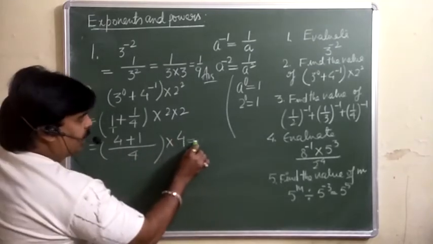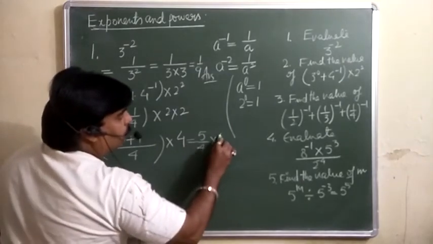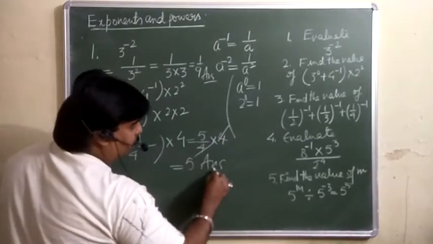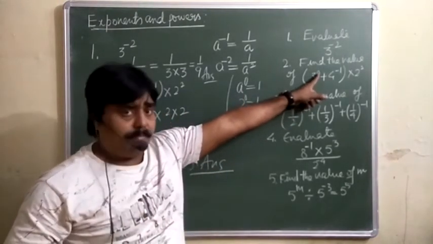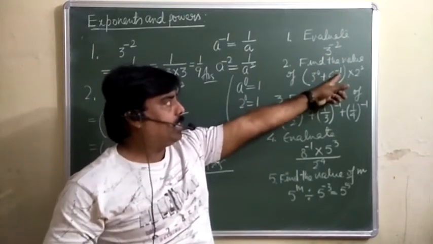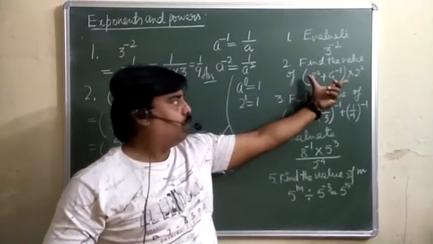So finally you are getting 4 plus 1, 5 over 4 into 4. 4 and 4 you can cancel, this is 5 and this is your answer. Simple, you can do that. So simply, if the power of any number is 0, that is always equal to 1, and this 4 raised to power minus 1 can be written as 1 over 4 into 2 raised to power 2, means you have to write 2 into 2 and solve it.